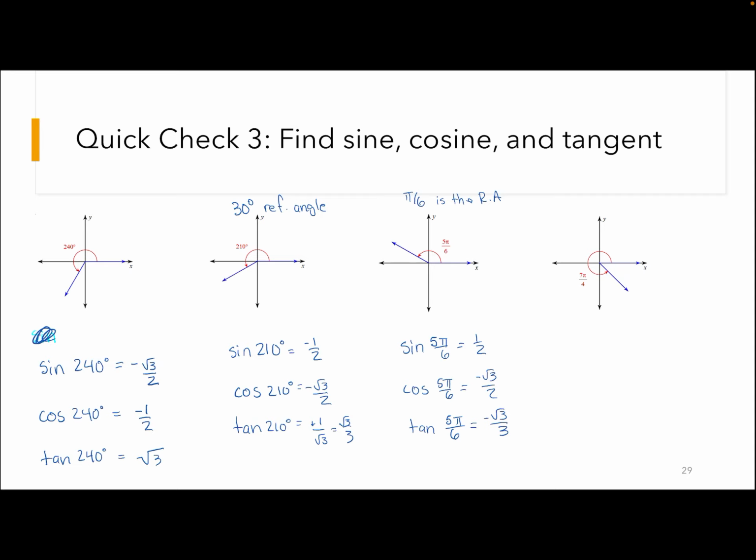Now 7 pi over 4 is in quadrant 4, and pi over 4 is the reference angle. So the sine of 7 pi over 4 is equal to negative square root 2 divided by 2. The cosine is positive because it's in quadrant 4, so cosine 7 pi over 4 is positive square root 2 over 2. And the tangent of 7 pi over 4 is just negative 1 because it's sine divided by cosine.